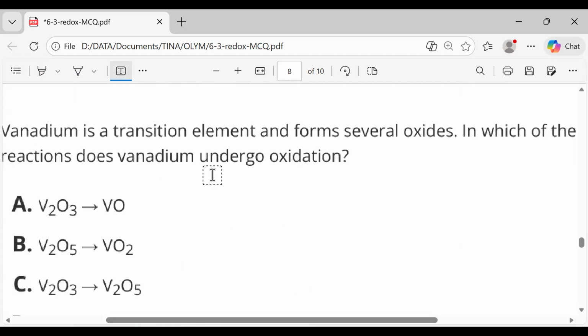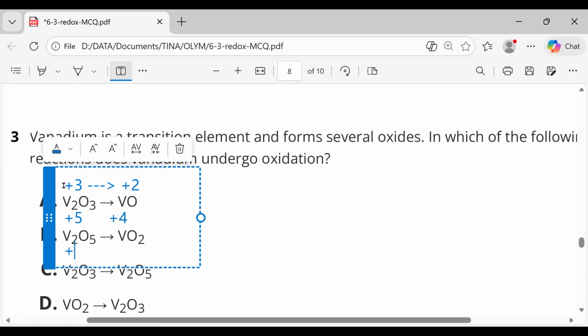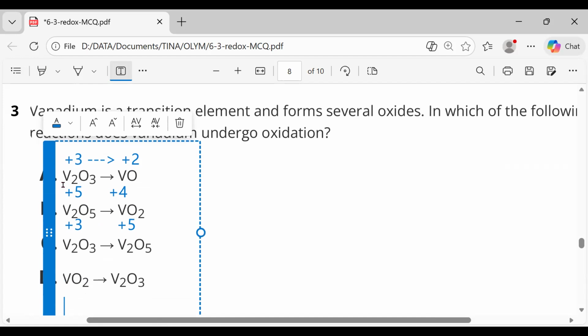Simply, this one is positive 2, positive 3, positive 3, and it becomes positive 2. The second one is positive 5 becomes positive 4. This one is positive 3 becomes positive 5. This one is positive 4, positive 4 becomes positive 3. So it's easy to see now.